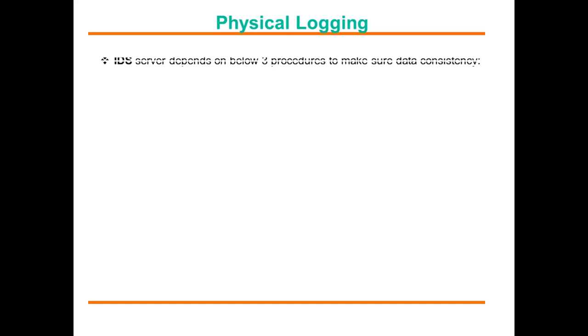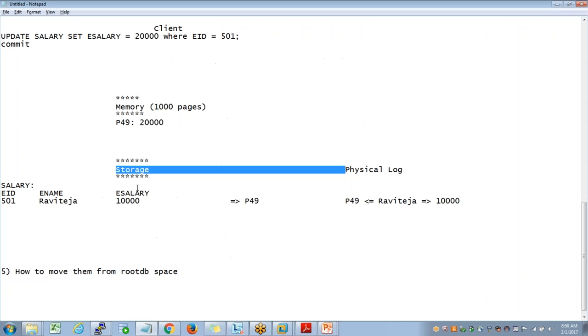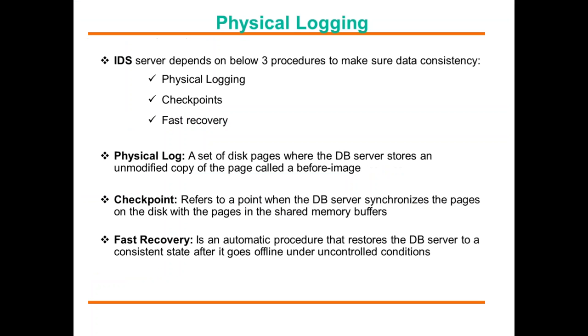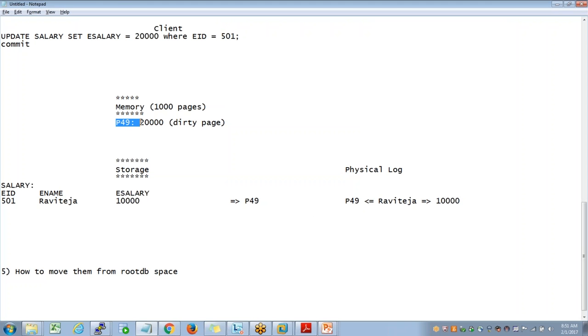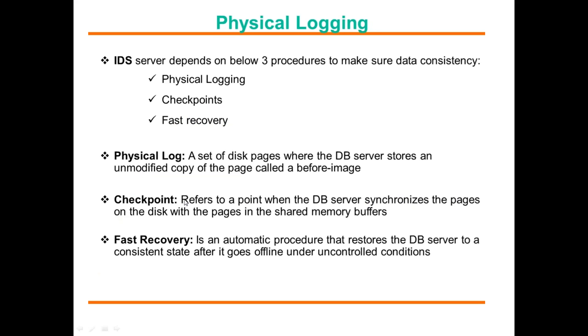Checkpoint basically talks about how frequently you write your dirty pages. You see here, I brought page number 49 from here to here. Now this became dirty. Dirty means it's modified. The data is not equivalent to what is in the physical log, so it became dirty. So now it's your responsibility to flush this data from here to storage. How frequently you flush it out depends upon a concept called checkpoint. Checkpoint refers to a point in time when the DB server synchronizes the pages on the disk with the pages in the shared memory buffers. That means this data is flushed from here to here. That concept is called checkpoint. Very, very important. No matter which database you go to, the concept stays as it is.